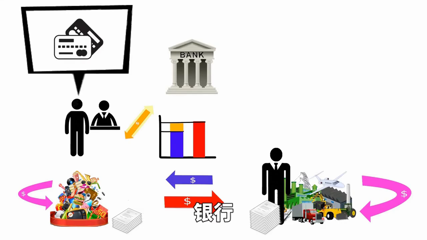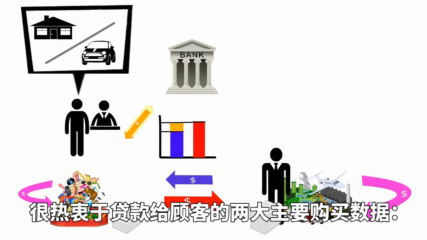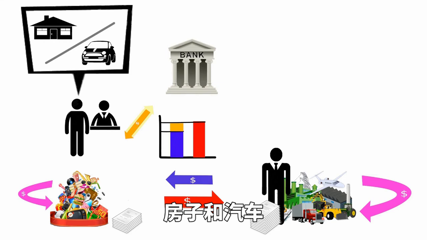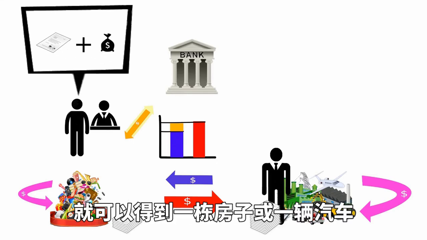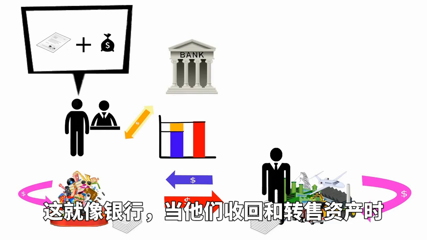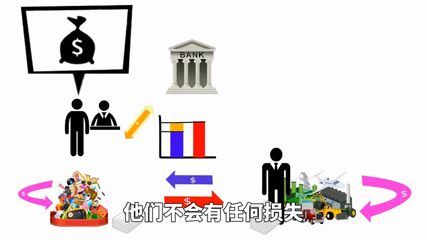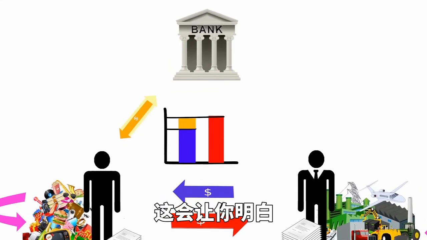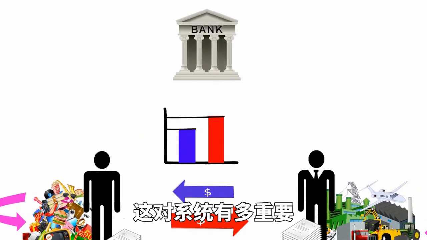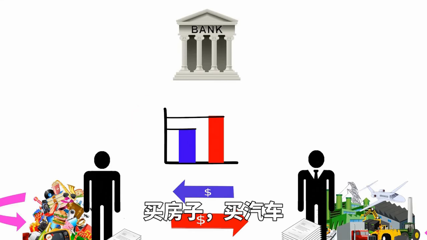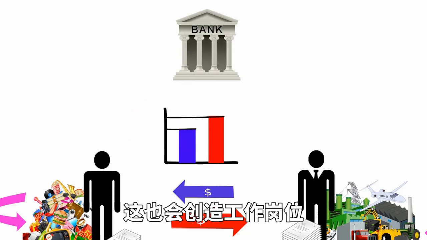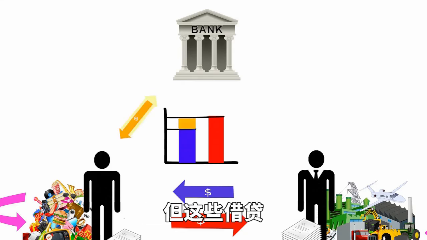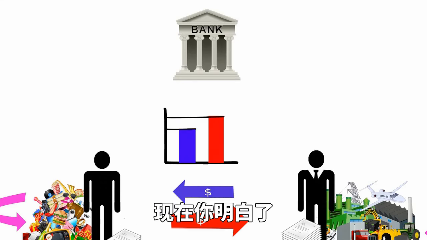However, the banks will be keen to lend money to the consumers for their two main purchases, that are the house and the car. Because they are assets, you can repossess a house or repossess a car. If the consumers put a bit of money as deposit, it is likely that the banks don't lose any money when they repossess and resell the purchase. At this stage, you understand how important it is for the system that the consumers keep borrowing money to buy their houses and their cars, and hopefully new houses and new cars, so that it also creates jobs. Because it is this borrowing that will allow a gap between the spending and the income of the consumers.